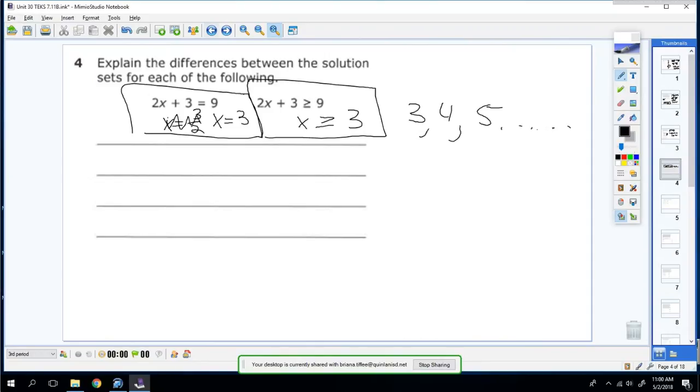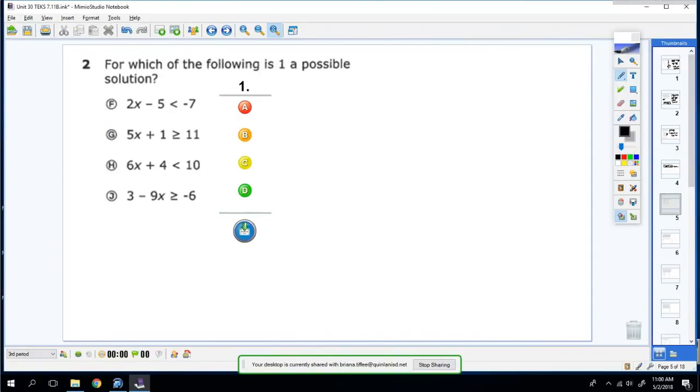All right, flip to the back to number 2. It says, for which of the following is 1 a possible solution? What I recommend doing is pausing the video and solving to find which ones actually include 1. But just to save some time, I'll show you that the answer is going to be J. When you solve it, you get x is less than or equal to 1.